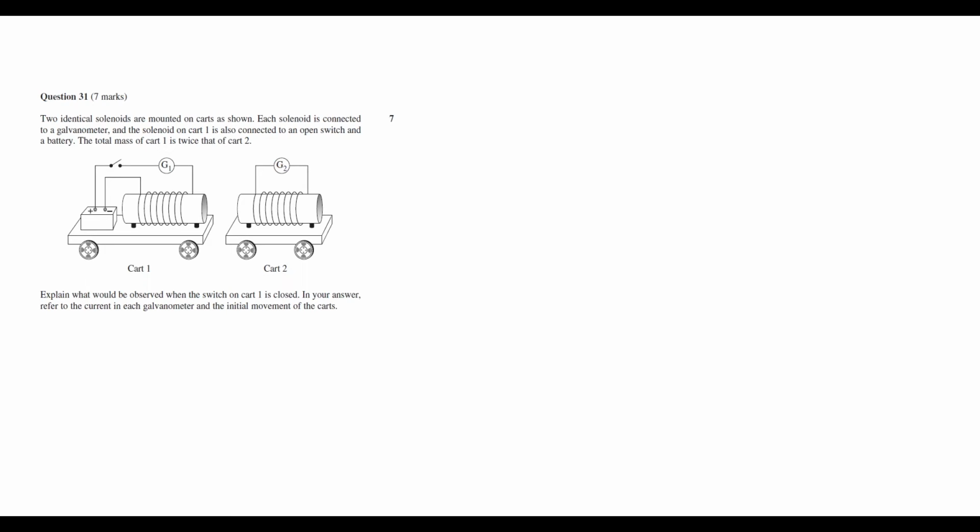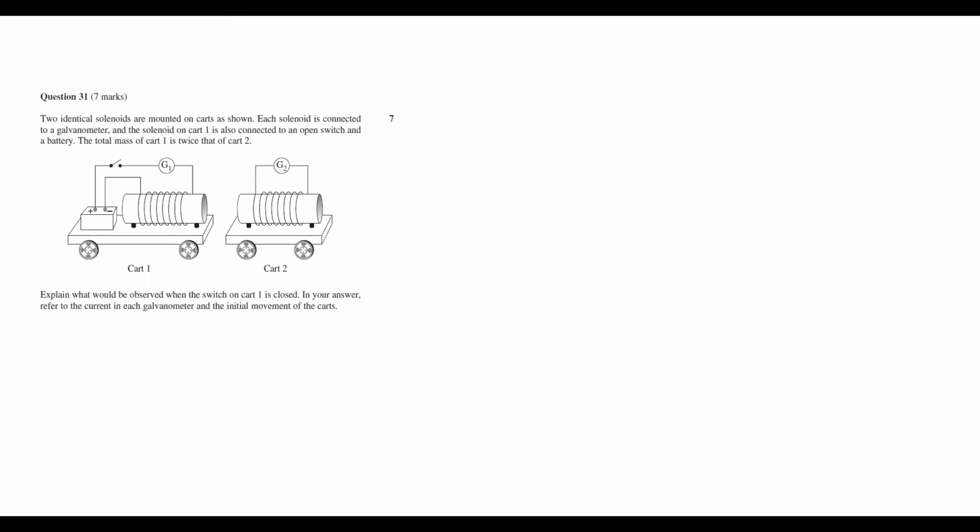So the question now asks us to explain what would be observed when the switch on cart 1 is closed. So in your answer, refer to the current in each galvanometer and the initial movement of the carts. So the first thing that we should be able to point out is that as soon as we close that switch, we're going to see a current, okay? So we're going to see a constant direct current going through that first galvanometer, G1.